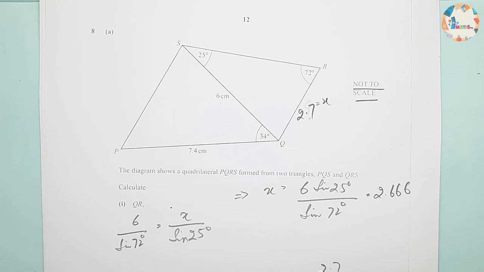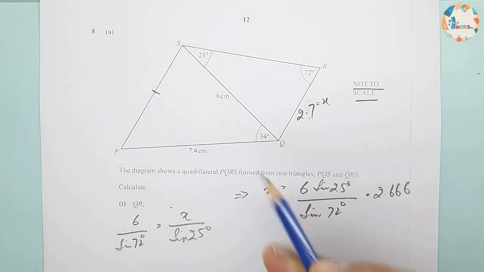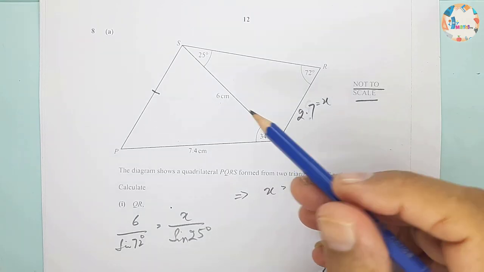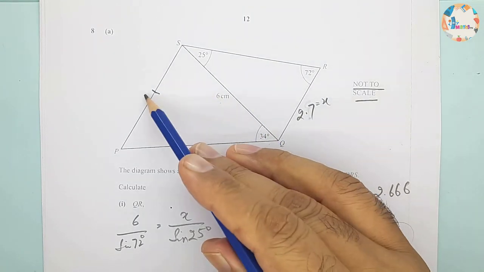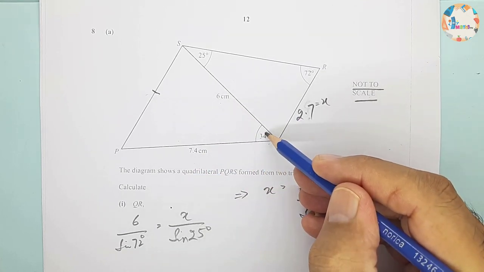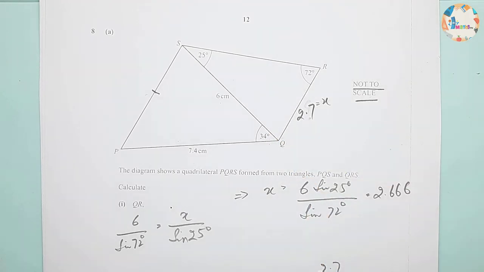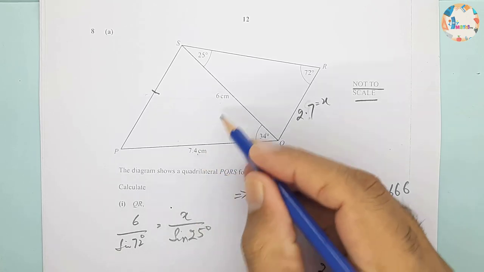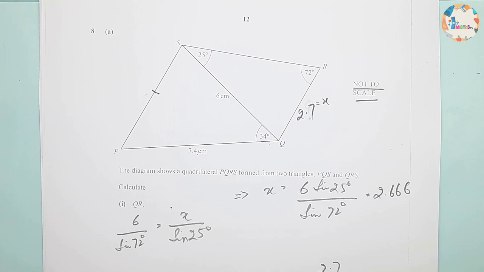Now they are saying find PS. PS is this side, so this side is required. Basically we don't have the angle opposite, so we can use these two sides and this angle. This will be the cosine rule. So PS square will be equal to 7.4 square plus 6 square, so this side square plus this side square, minus 2 into 7.4 into 6, and cos of 34 degrees.